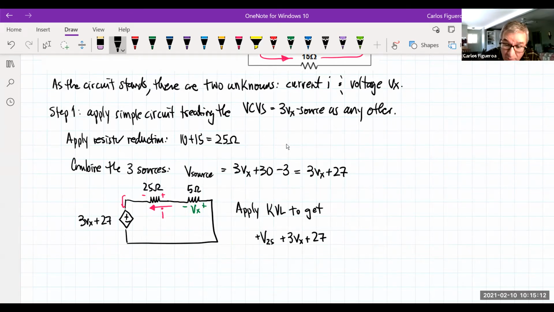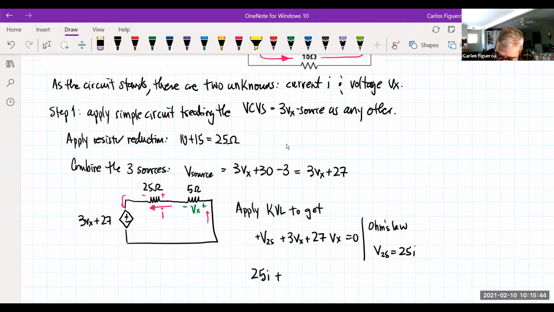And then I come all the way around, and what am I going to get? I come up this way and I hit the positive of the Vx. So I get positive Vx. But wait a minute. I have Ohm's law. Ohm's law tells me that V25 must be 25 times I. And so when I put this in, I have 25I plus, now note that I can add these two guys right here, they're the same. So this is going to be 4Vx plus 27 equals 0.